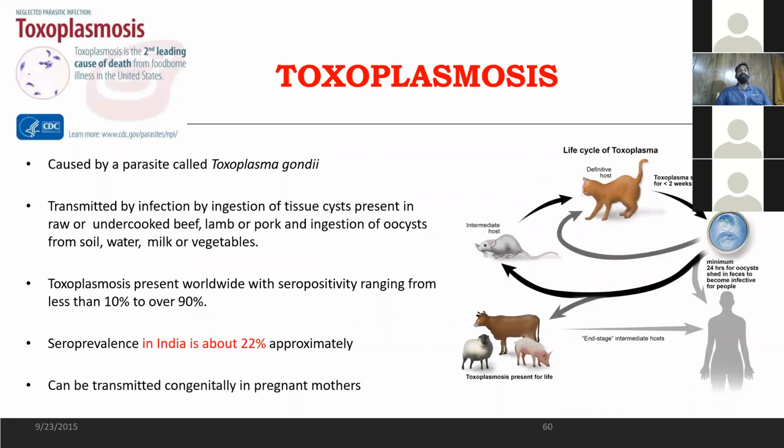And the other zoonosis is toxoplasmosis, caused by the parasite called Toxoplasma gondii, transmitted by ingestion of tissue cysts present in raw or undercooked beef, lamb or pork, and ingestion of oocysts from soil, water, milk or vegetables. Toxoplasmosis is present worldwide with seropositivity ranging from less than 10% to over 90%. Seroprevalence in India is approximately 22%. It can be transmitted congenitally in pregnant mothers.